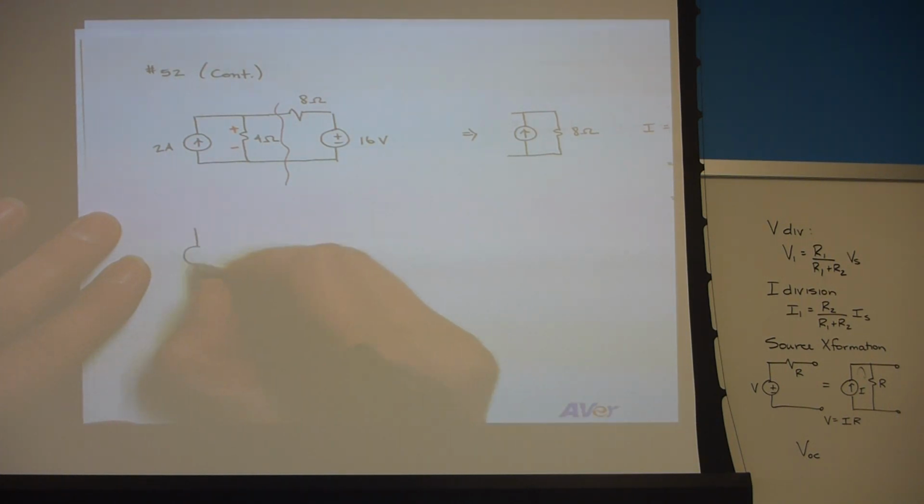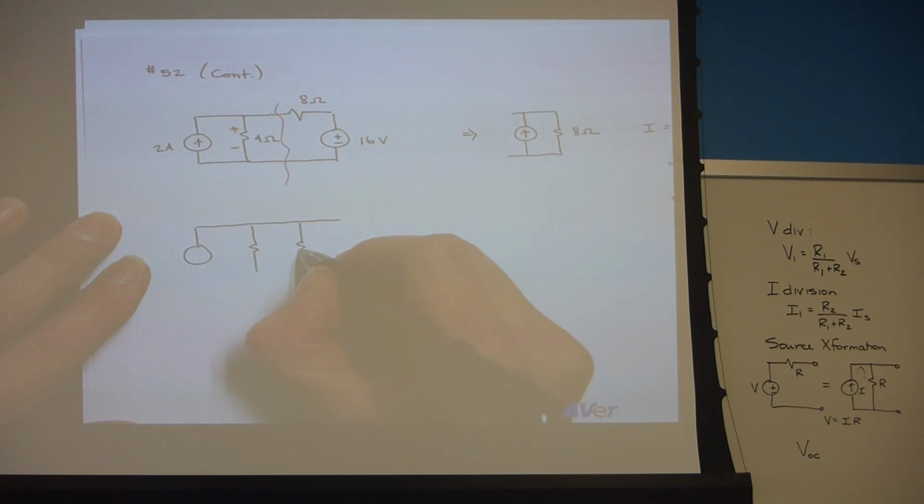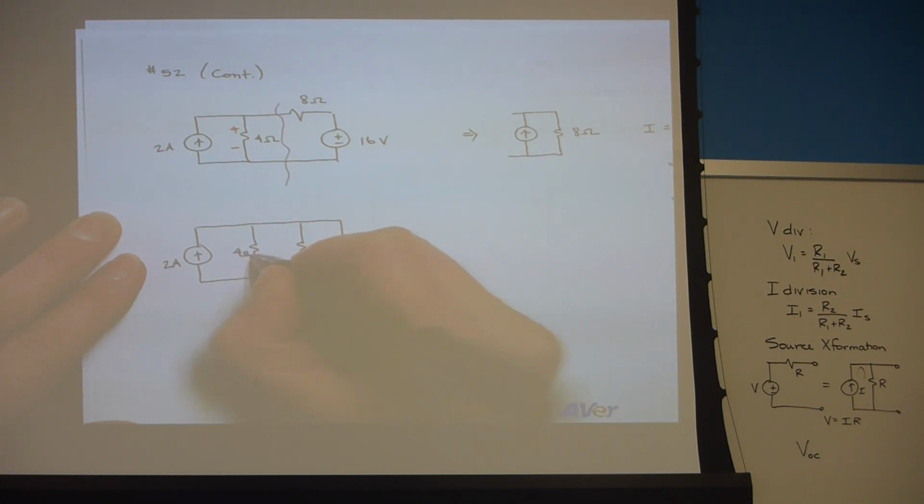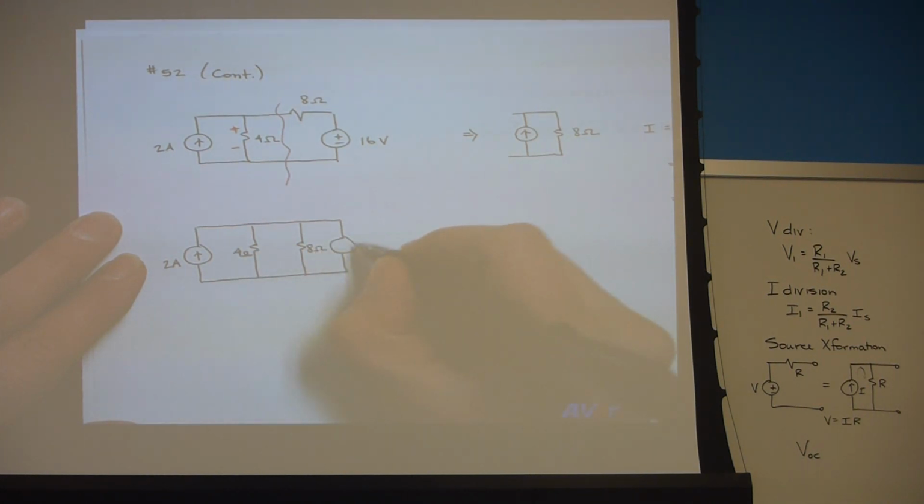So now we have 2 ohms. We have a whole lot in parallel. And remember that you can rearrange the order of parallel branches. It really doesn't change anything. So we have 2 amps going up here, a 4 ohm resistor of interest, 8 ohms, and 2 amps.